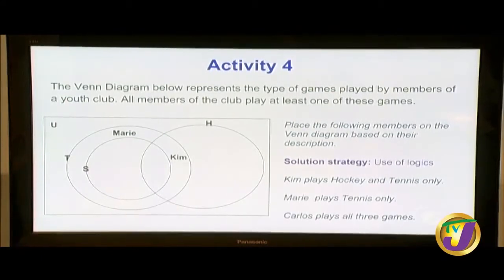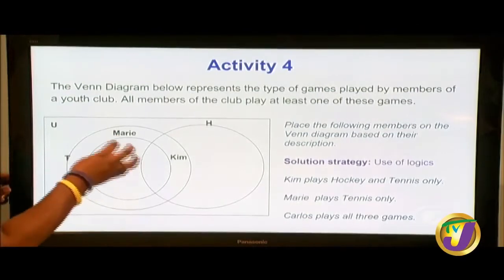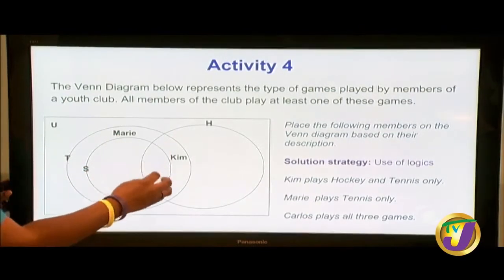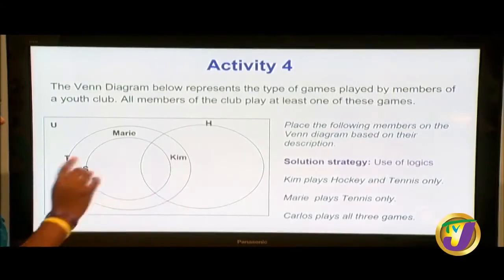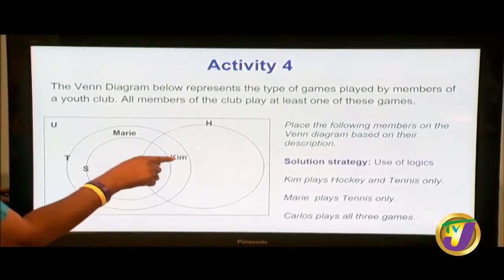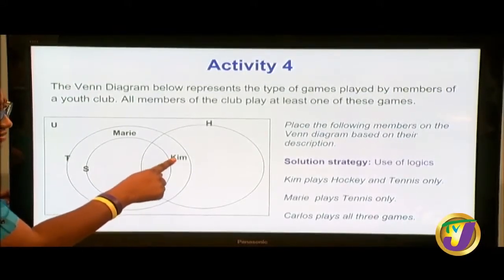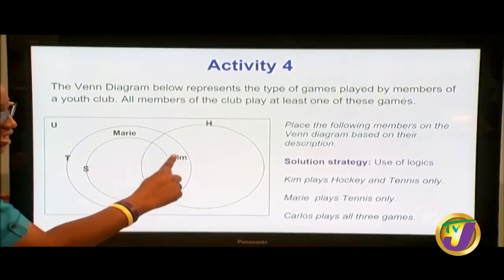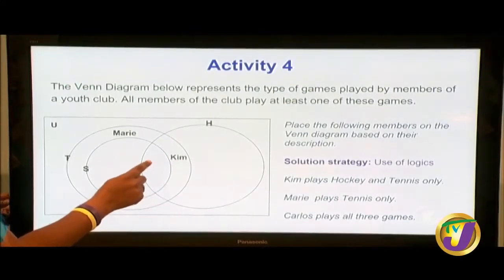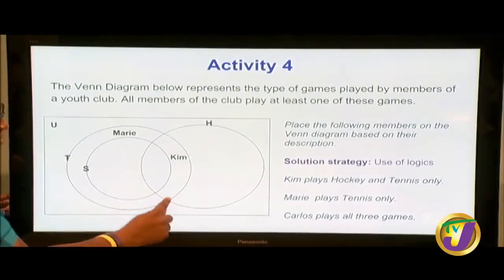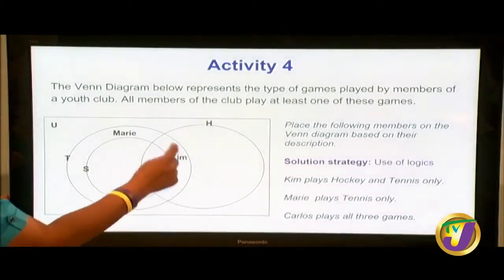Carlos. Carlos plays all 3 games. So he must be in squash, he must be in tennis, he must be in hockey. So first of all, I must be looking at somewhere in some intersection going on right here. So Carlos must be somewhere here, but I need to figure out where. Right. So we had Kim here, and she played hockey and tennis only. So Carlos can't be here. So guess what? Carlos must be here because Carlos must be in hockey, he must be in squash, and tennis at the same time.